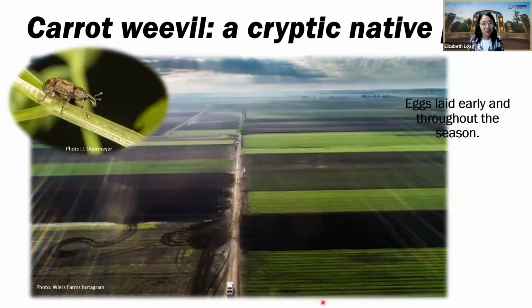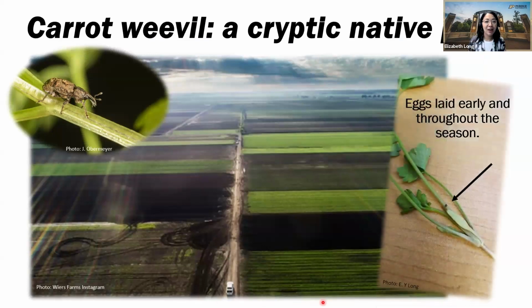So why is carrot weevil such a challenge? There are several reasons, but I think I can boil it down to 3 key points for those of you in the audience who may not be familiar with this insect. First, it's a cryptic pest. You can see the adult here. Here's a handsome weevil. It's darkly colored. You can imagine how well it camouflages into the black muck soils that a lot of these specialty crops are grown on.